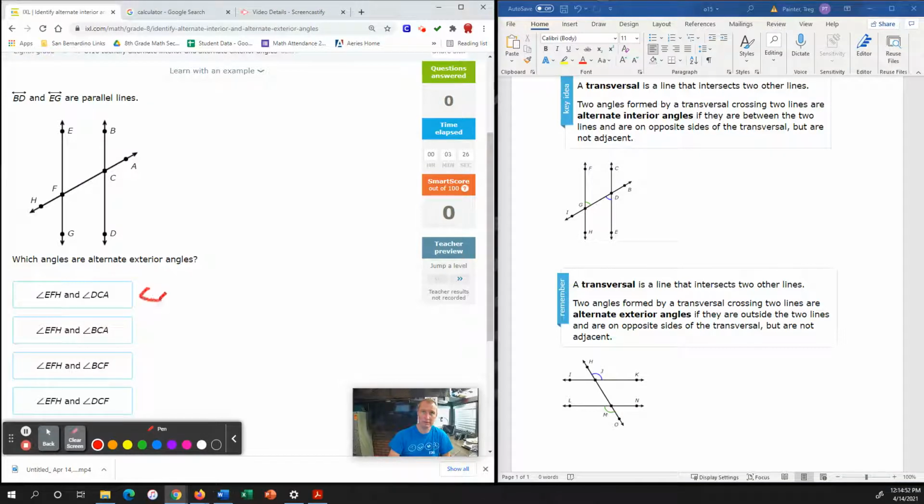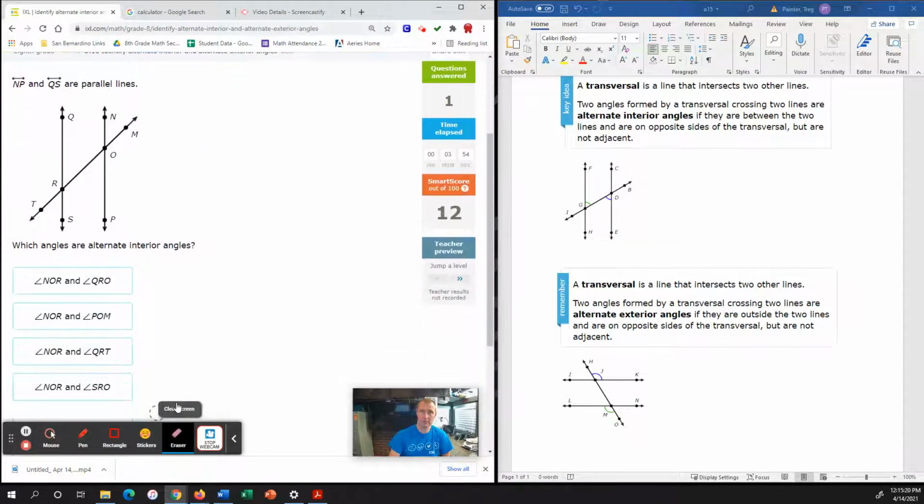All right, so we're going to start with our first one, EFH. We're going to go EFH compared to DCA. Now these two are alternate exterior angles. Notice they are congruent, they are the same opening, and they're on the outside. So right away, our first definition works.